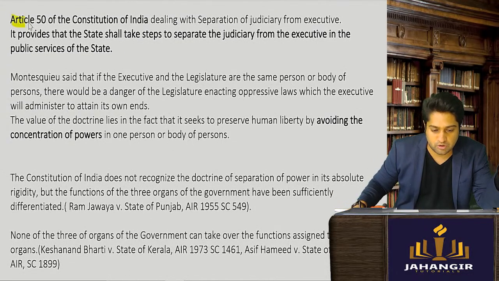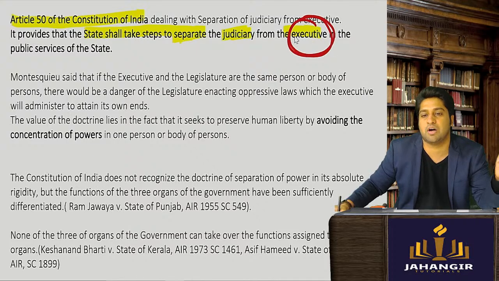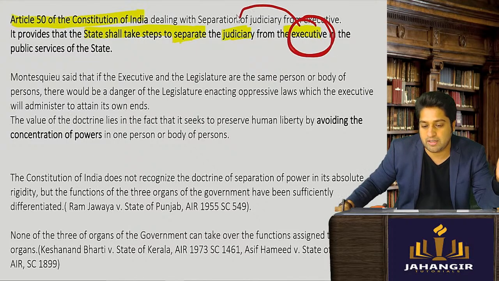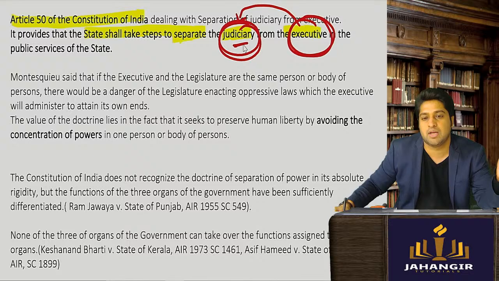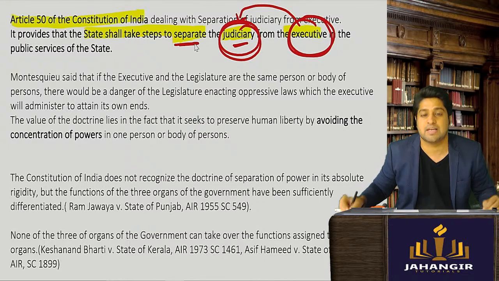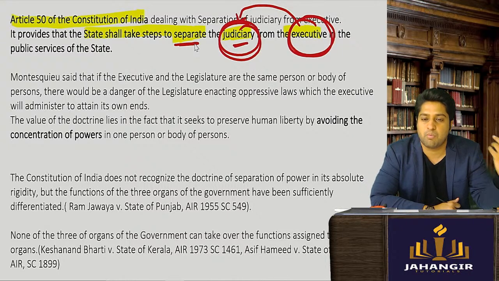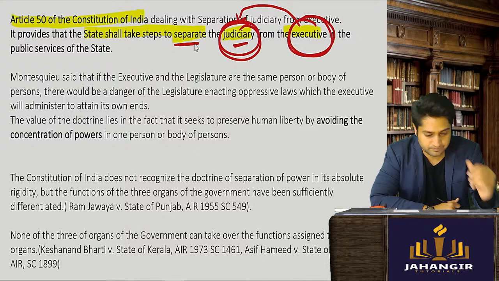Article 50 of the Constitution provides that the state shall take steps to separate the judiciary from the executive, because it is possible that the executive, the government, might try to interfere with the courts and the judge's opinion. So you should take steps to separate and keep them, so that the judges should not be influenced by what is the government in power. Okay.